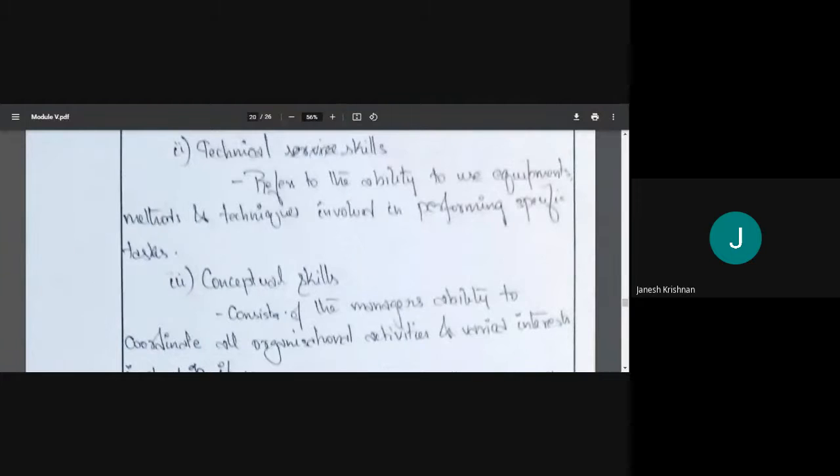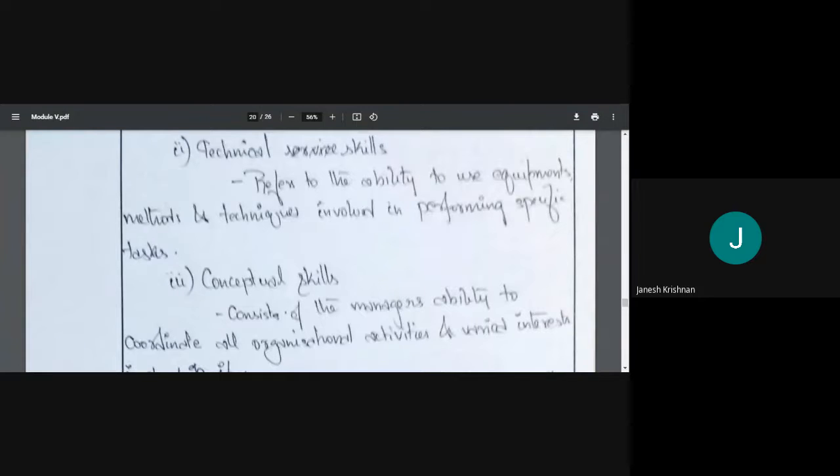Whenever you're choosing a topic, you should have a proper discussion with the guide, right? So technical skills come into play, because everyone doesn't know everything, right? But as far as a manager is concerned, you should have basic skills to use the equipment, and have an idea about the methods and techniques being used under him. So that is the technical skills you should have.